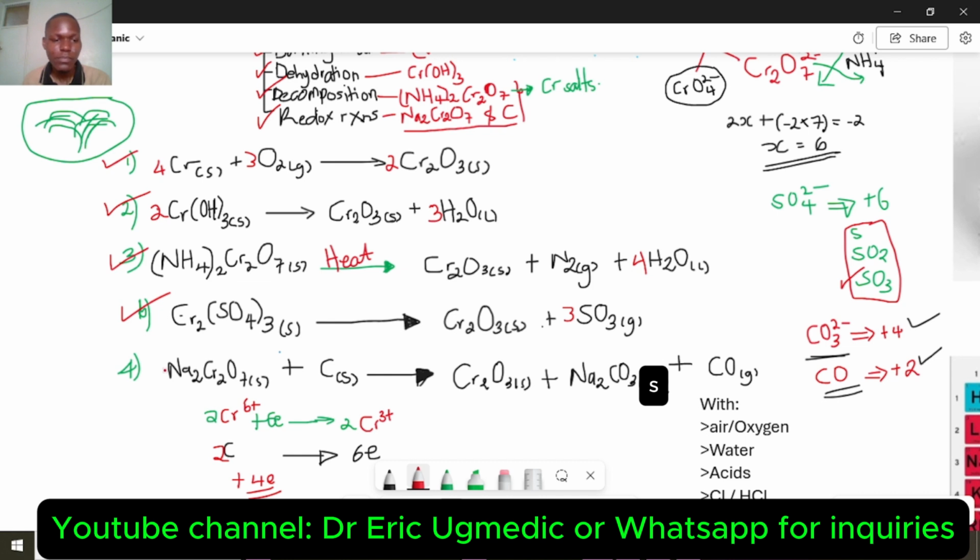So how do I balance this equation? I'll have 2 sodiums, 2 chromium. What of the oxygen? They are 7 balanced. What of the carbon? I have how many? 1, 2. So I will need a 2, and I'll have my equation well balanced. And that's the reaction that involves the reduction of chromium 6 of the dichromate by carbon to form the chromium 3 oxide and sodium carbonate as well as carbon monoxide.